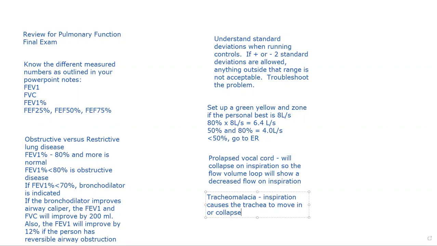So the flow volume loop will show decreased flow on inspiration. A tumor in the bronchi.